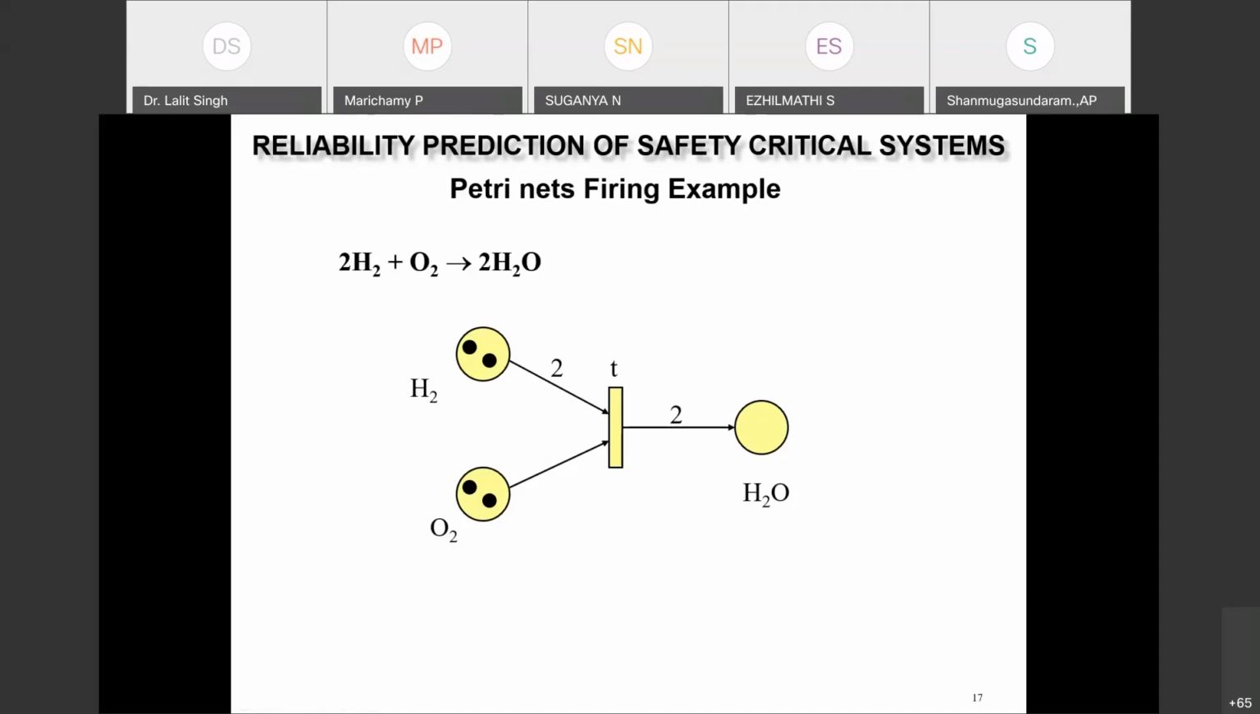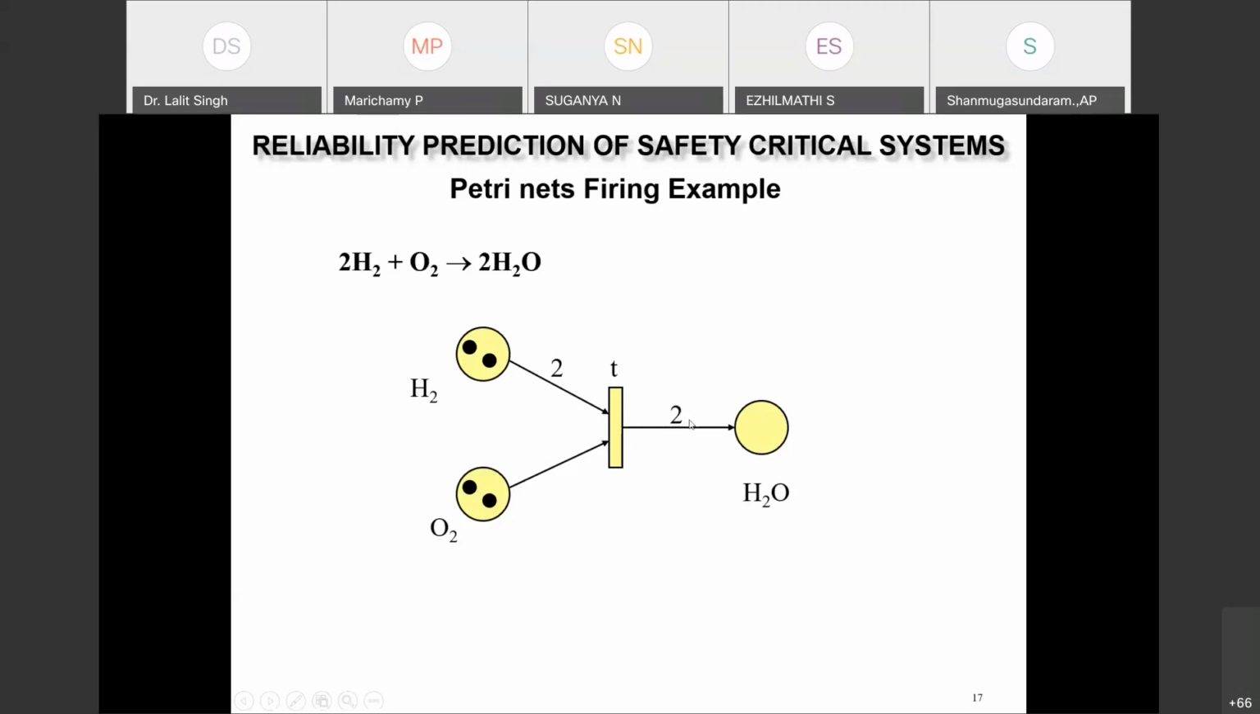Then you can see there is an arc. There are three arcs basically. One is connecting from the hydrogen place to transition T, then from the oxygen place to transition T, and from transition T to the water place. And there is a weight. If you are able to see, there is a numeric number assigned on the arc, which is known as the weight of that arc. The arc connecting the hydrogen place and transition T has weight 2. The arc connecting the oxygen place and transition T has weight 1, and the one connecting transition T and the water place has weight 2.